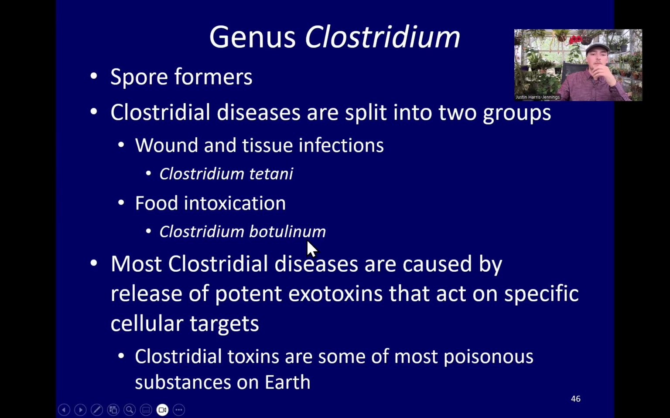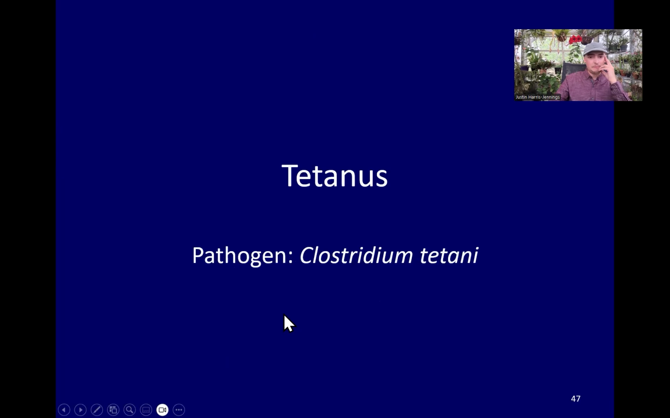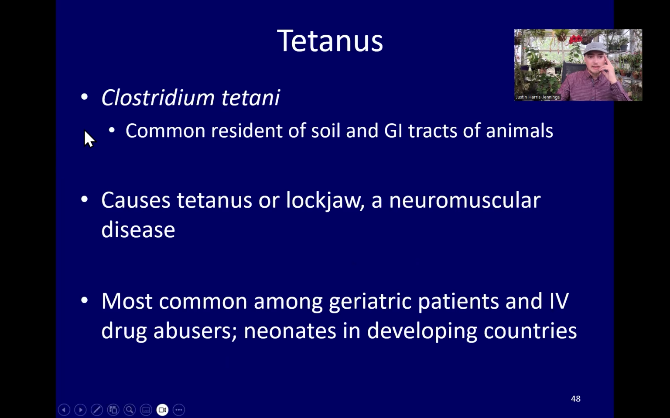And Clostridium species typically have pretty powerful toxins that are used as virulence factors to progress the disease or infection. So first we'll talk about Clostridium tetani. So Clostridium tetani is found in soil.